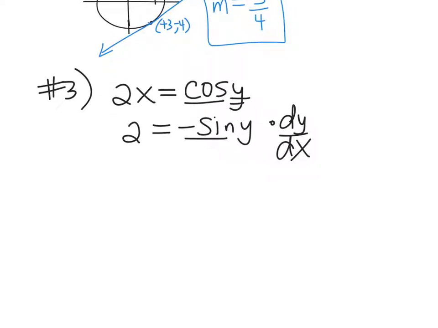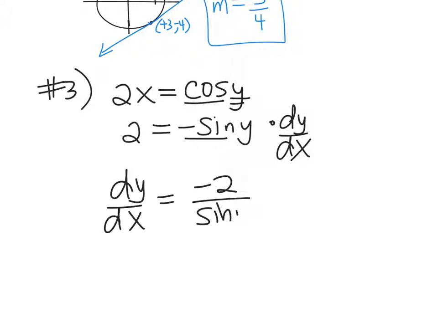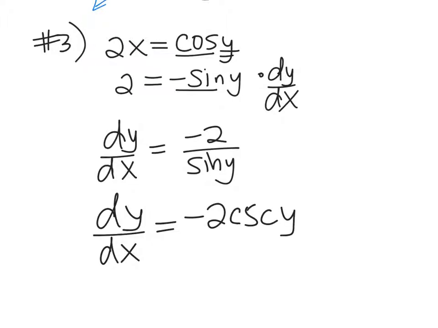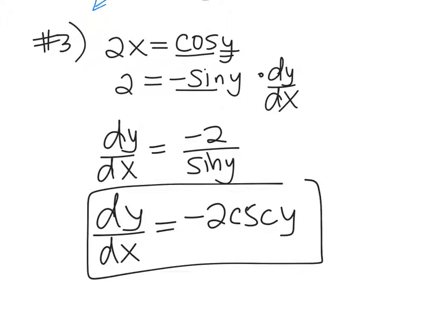Okay, now we need to solve for dy dx by dividing. So we get, I'll just write it over here, dy dx equals -2 over sine y, which you can actually go one teeny little step further. Use your trig properties that you know. What is 1 over sine? It's cosecant. So cosecant y. And that would be it.